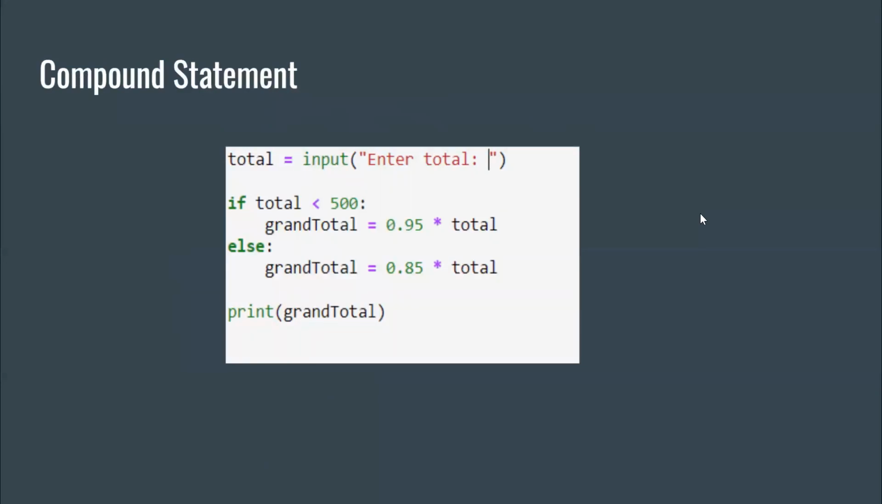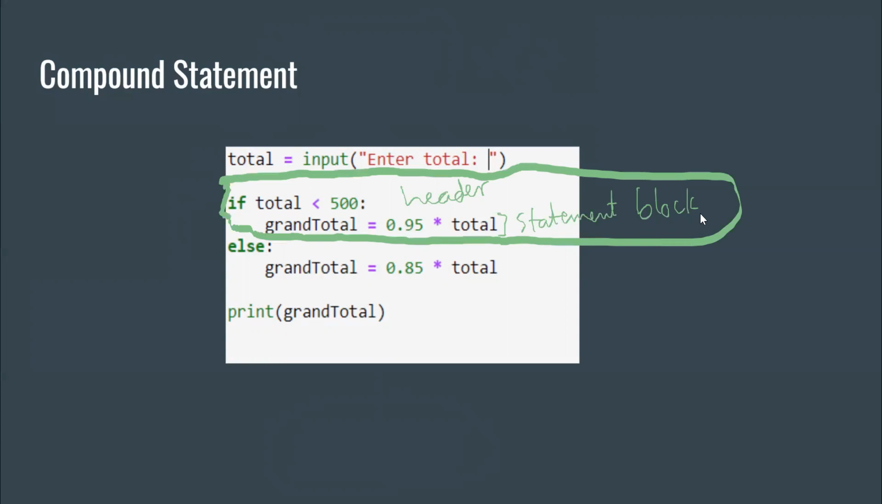Here we are going to just go over some terminology. The if statement is an example of a compound statement. Any compound statement consists of a header and a statement block. So the entire thing here is a compound statement. It consists of a header and a statement block.